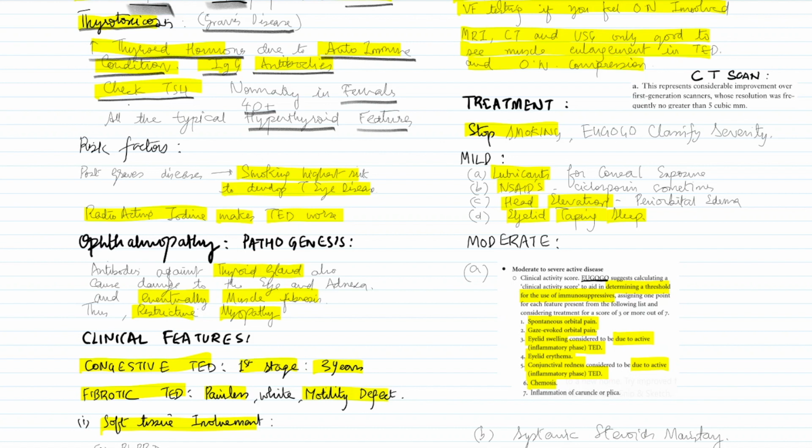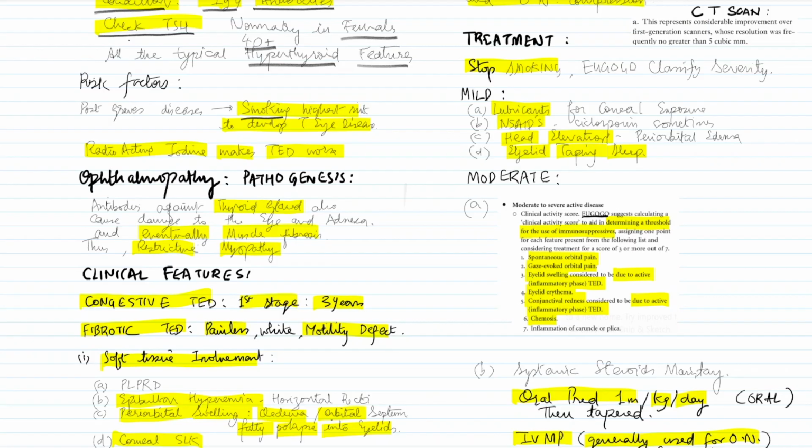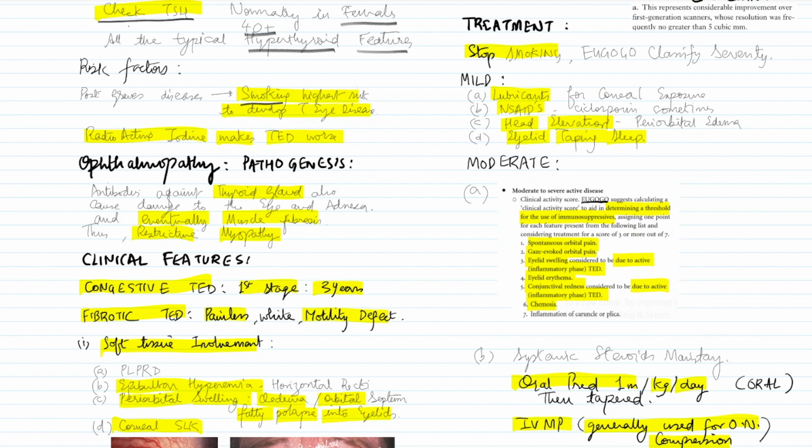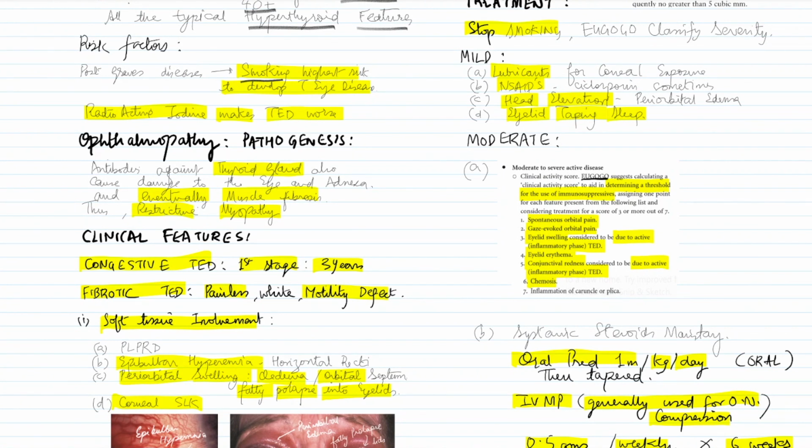Among risk factors for a post-Graves disease patient to have a TED, or thyroid eye disease, smoking is the highest risk factor. The pathogenesis of the ophthalmopathy in thyroid eye disease is that antibodies against the thyroid gland cause damage to the eye and adnexa also. So you have antibodies that are acting against the thyroid gland, but even though they affect the thyroid gland, they also tend to act against the person's eye and the adnexa.